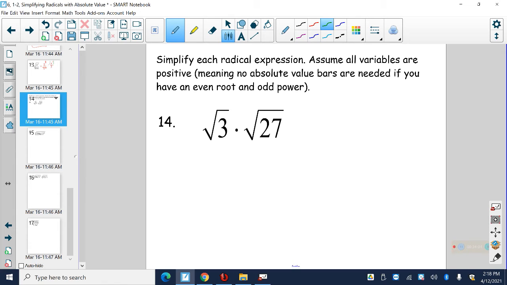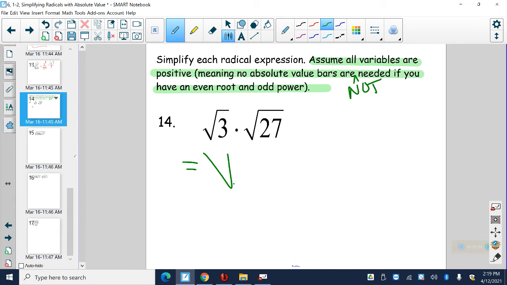Now, number 14. The directions say, simplify each radical expression. Assume all variables are positive, meaning absolute value bars are not needed if you have an even root and odd power. That should be a not. There should be a not in there, y'all. Are not needed if you have an even root odd power. So we are assuming that everything's positive always. You with me? Okay, so here we go.